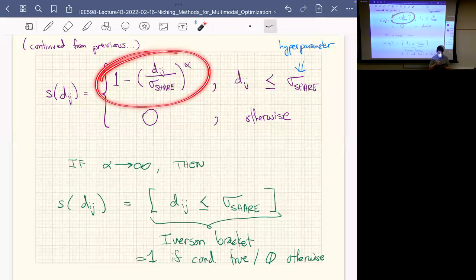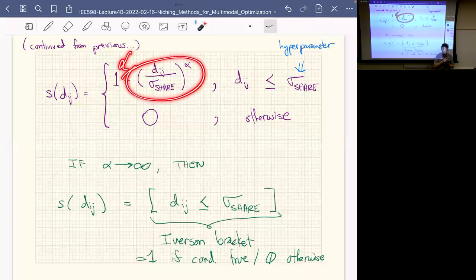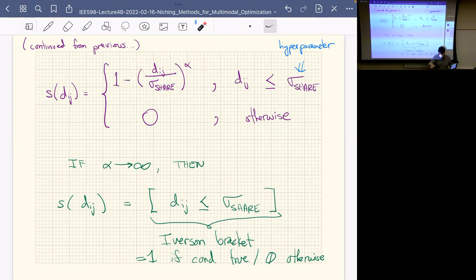And so what this is doing here is, if the delta is equal to 0, then you get the full count. But if delta is somewhere between 0 and sigma share, then you get something that is slightly less than the full count. And that way, I'm still only looking at individuals within sigma share units of me, but the ones close to the boundary are hardly going to add to the niche count, while the ones close to me are going to add 1 to the niche count. So it's just a way of scaling this so that my fitness sharing is strongest nearest to me and weakest farthest from me, and totally 0 outside of sigma share.